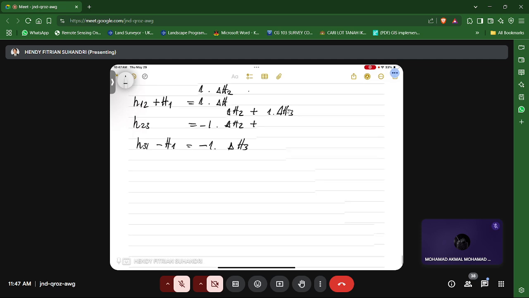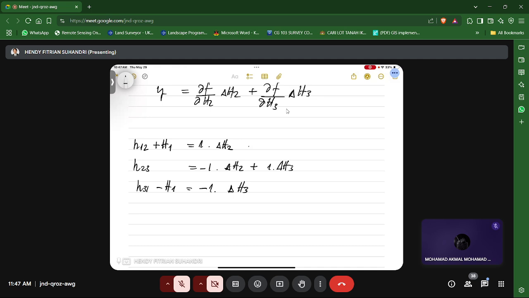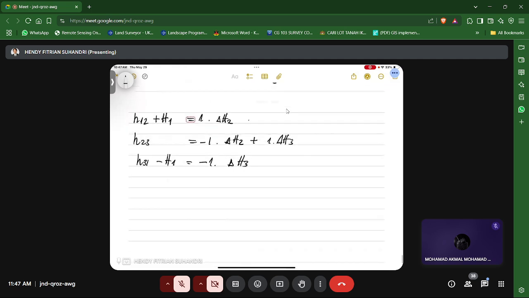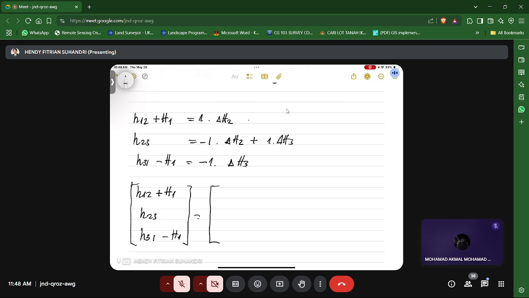Okey, perhatikan. Saya bentuk dalam matrix. Maka H12 plus H1, persamaan kedua H23, H31 negatif H1. Okey, di sini unknown kita adalah delta H2 dan delta H3.